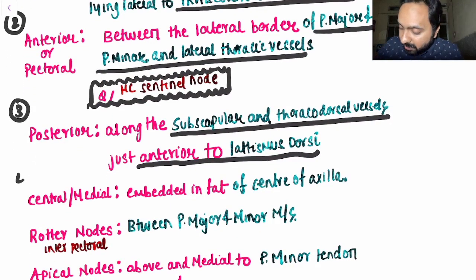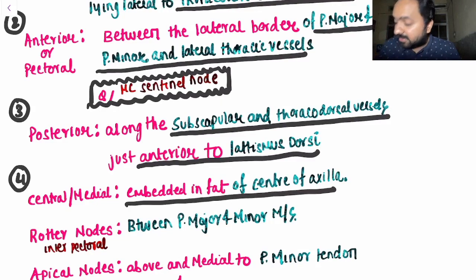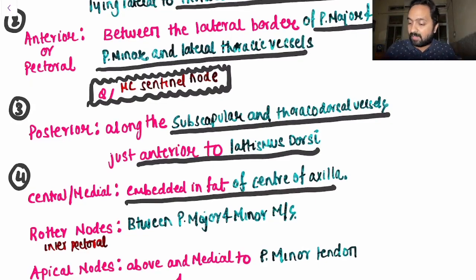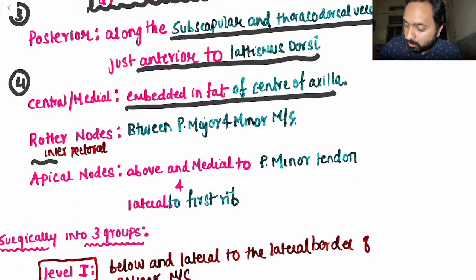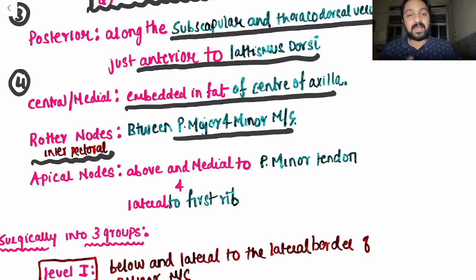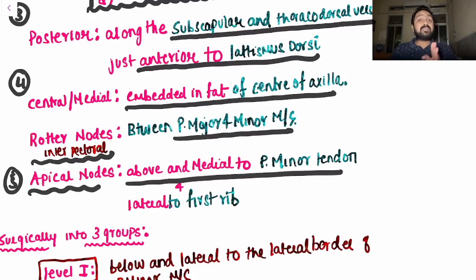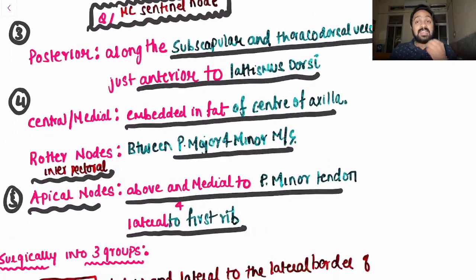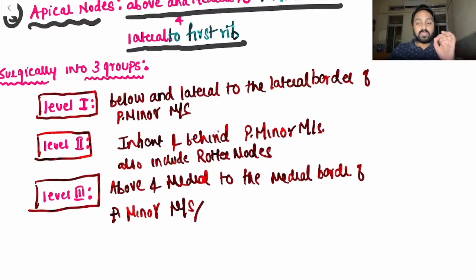Then we have your central or medial. So these are embedded in the fat of center of axilla. Then we have your Rotter nodes, which are also known as your interpectoral node. So these are between your pectoralis major and minor muscles. And then we have your apical nodes, which are above and medial to your pectoralis minor tendon, lateral to the first rib.